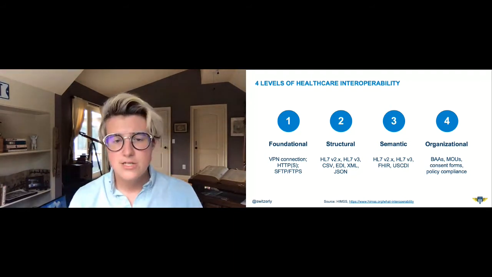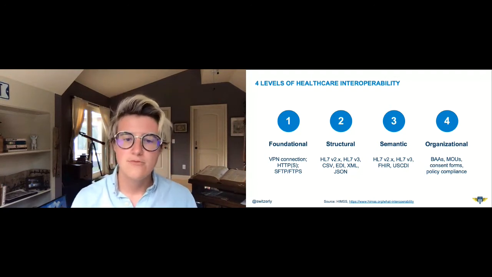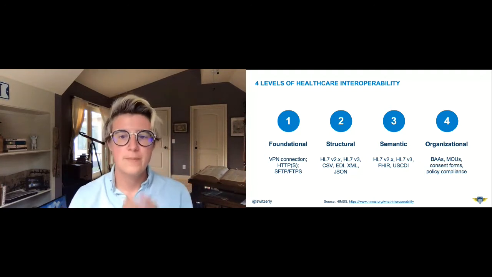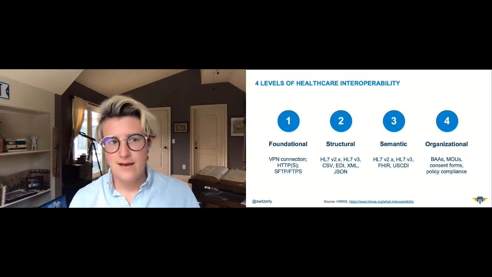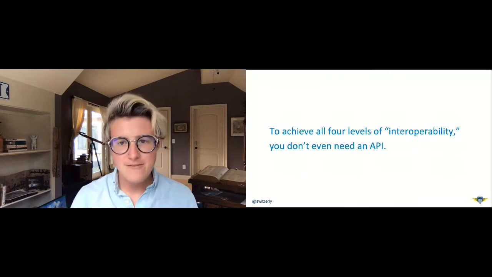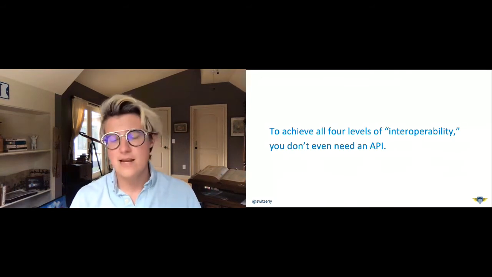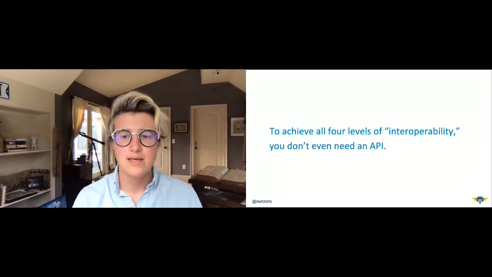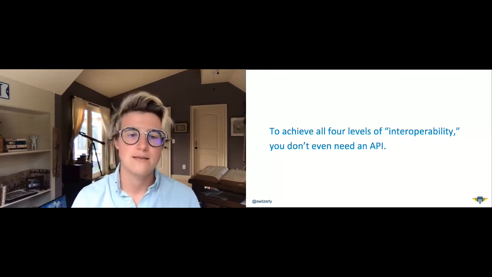And finally, organizationally, we're talking about business associates agreements, memorandum of understanding, consent forms, policy, compliance, et cetera. So you might notice that in terms of interoperability, you don't actually need an API for any of this. You can have a CSV that's standards-based and that's shared over SFTP with all the right BAAs in place, and you would be all 4 levels of interoperable according to this framework.